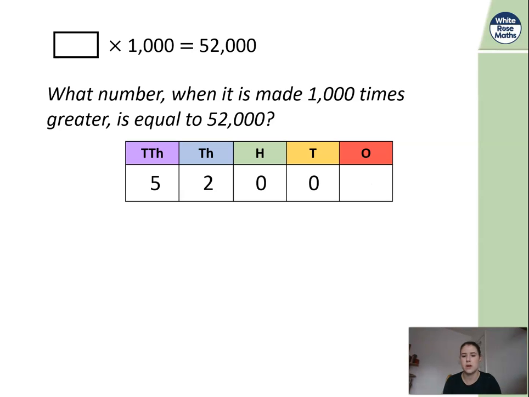So first of all, we're going to divide it by 10. So we've moved our digits once to the right. We need to move it again. We're going to move it 2 digits to the right. And now we're going to move it 3 digits to the right. So our original number that we started with must have been 52.